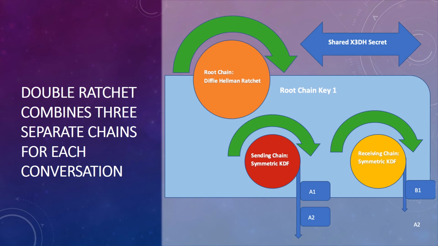Double ratchet combines three separate chains for each conversation. A root ratchet that gets its key material from a Diffie-Hellman exchange between the sender and receiver is then used to provide keys to the sending and receiving ratchets. The ratchets start with the same shared secret derived from the Diffie-Hellman exchange and then stay in sync as they are advanced with each message sent and received.